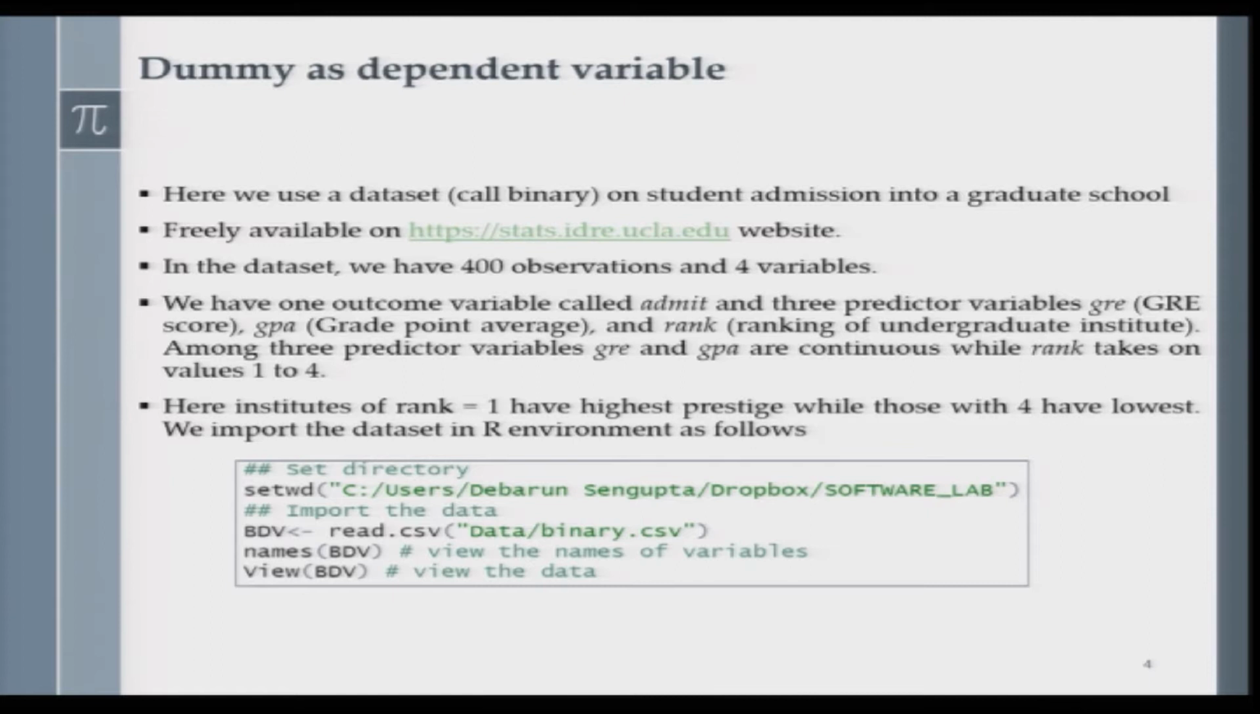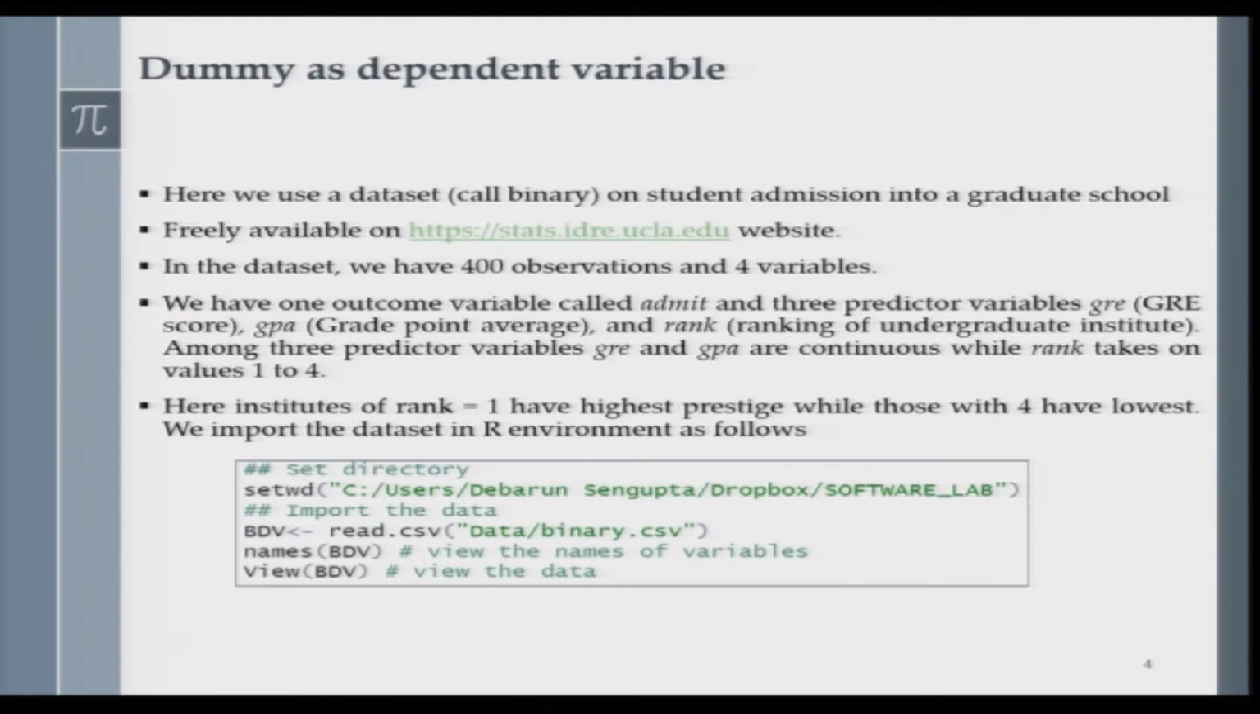So, admit means whether a student got admission into a graduate school or not, and then there are 3 predictor variables or explanatory variables. One is the GRE, that is basically the GRE score, and the second one is GPA, the grade point average. That is basically the performance in the last educational program that the student was enrolled in. And finally, we have a variable called rank, which gives the ranking of the undergraduate institution.